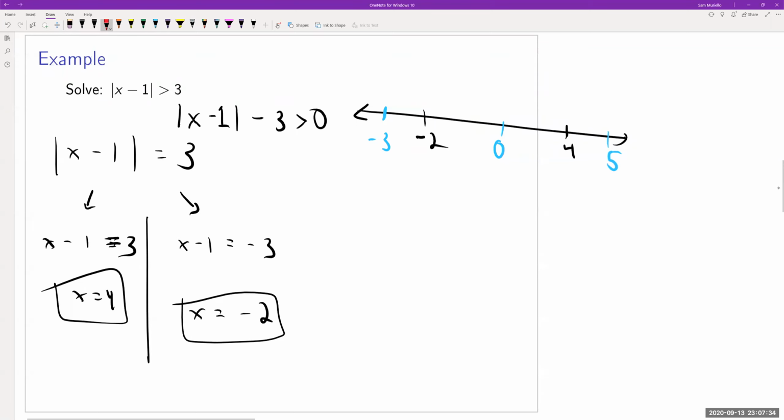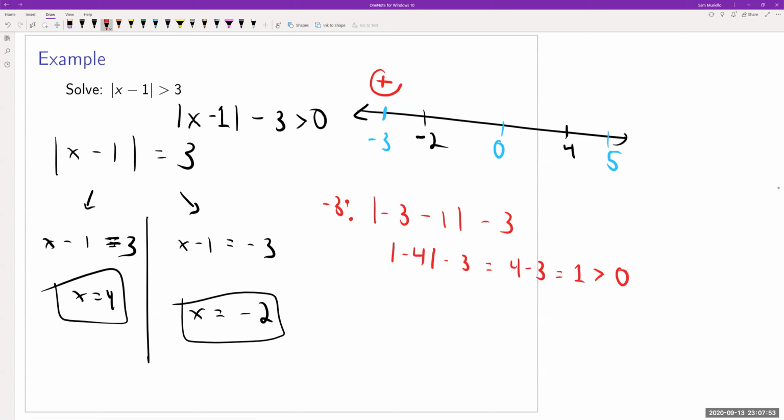Plugging in negative 3, I will get the absolute value of negative 3 minus 1, minus 3. So that gives me the absolute value of negative 4, which will be 4, minus 3. 1 is greater than 0. That's a positive number. I will do the same thing for the middle piece.